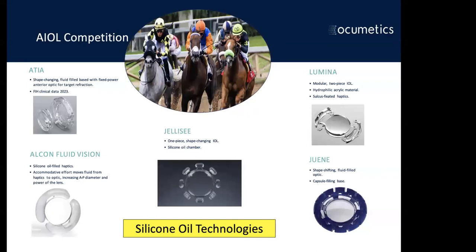I get the question all the time about competition. So in the accommodative IOL area, there's really 14 companies that participate around the world, but there are only 6 of us that are at the top of the heap and are really pretty much at the same point in time, whether we are entering into first in human or we've done first in human and we're exiting out. We're all kind of in the same area.